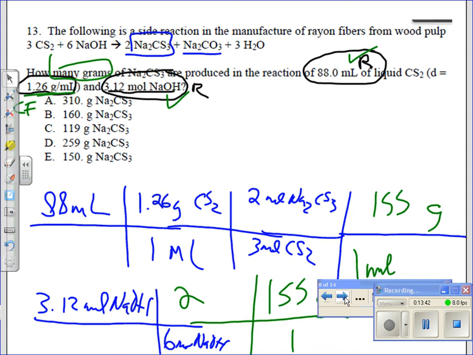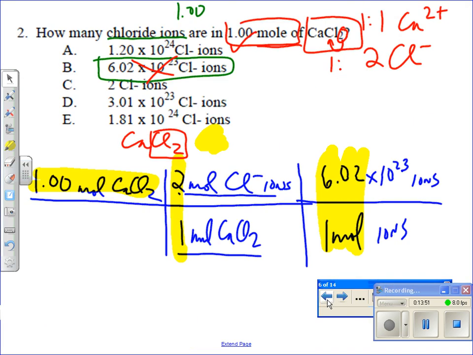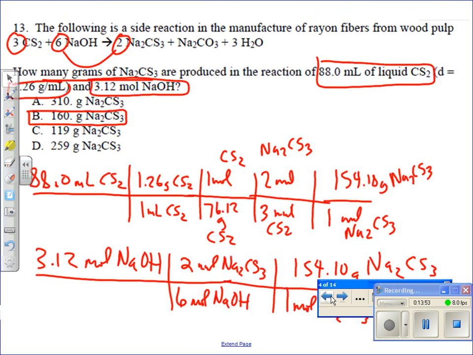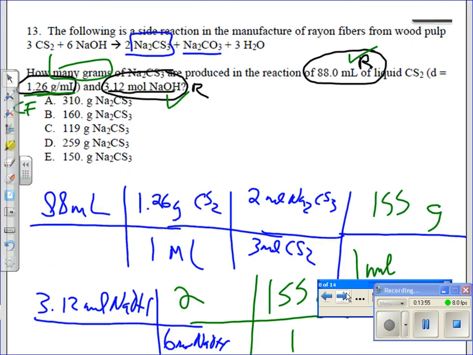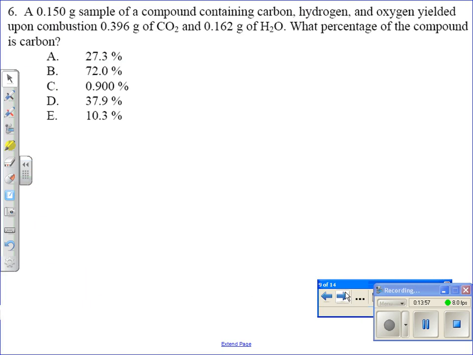Next one, 13. If you look at 13, I think I did 13, didn't I? I thought I did 13. I did. I swear. It's in there twice. 6 is a combustion reaction. Remember, a combustion reaction has steps.